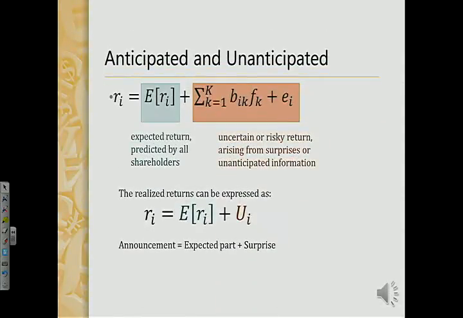To make it clear, we can divide the right side into two parts. First part is expected return, which is known by all shareholders. Everyone shares the same information. Second part is uncertain or risky return. It is unanticipated, so the return can be expressed as announcements equals the expected part plus surprise.